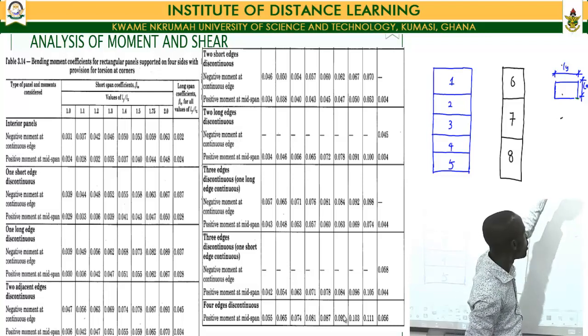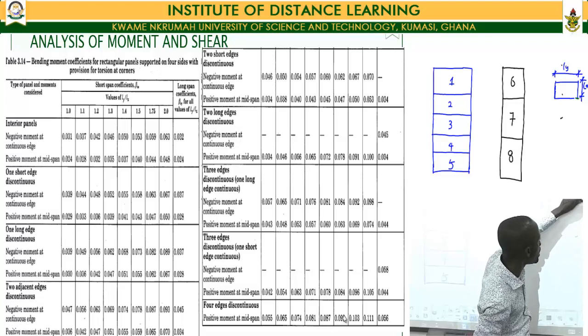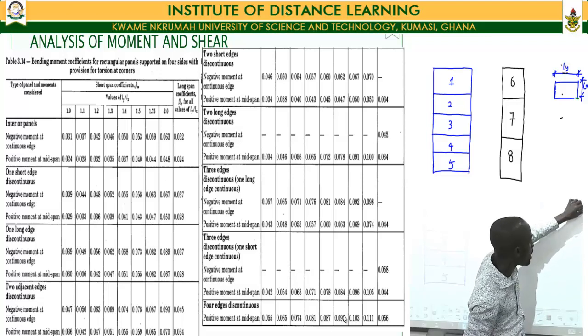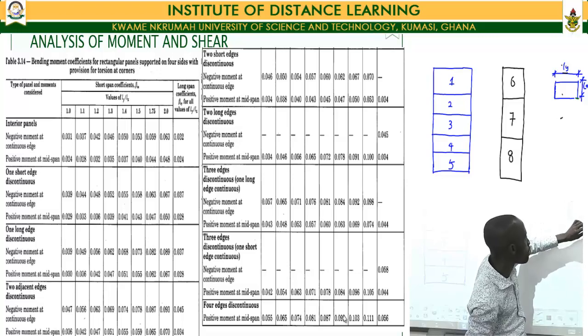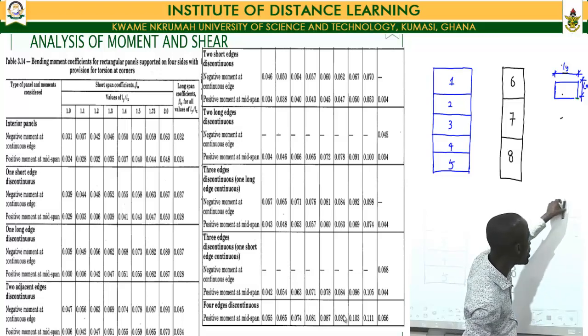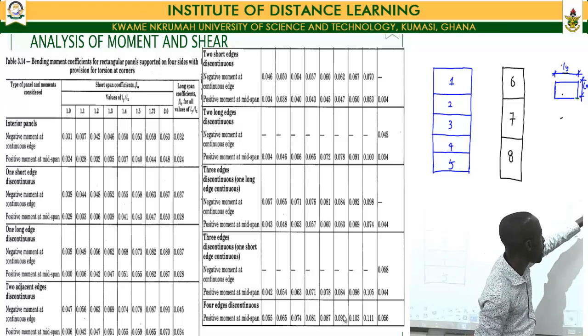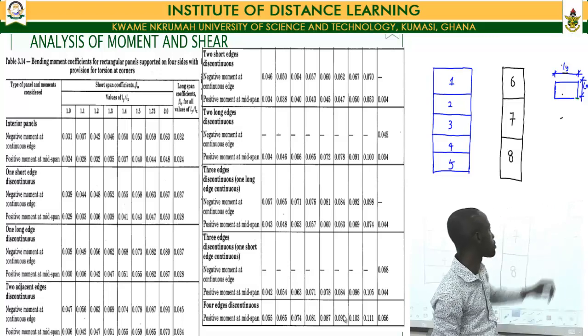So for that panel, along its longer length, it continues into another panel. Along the other longer end, it also continues into another panel. But the two short edges are all discontinuous.